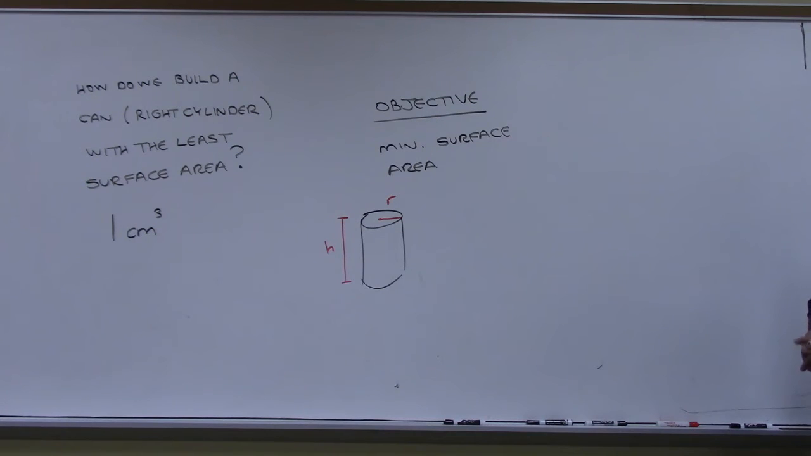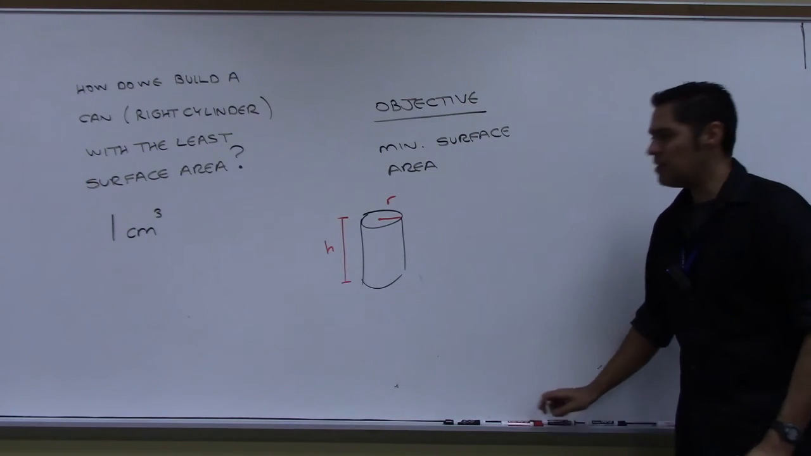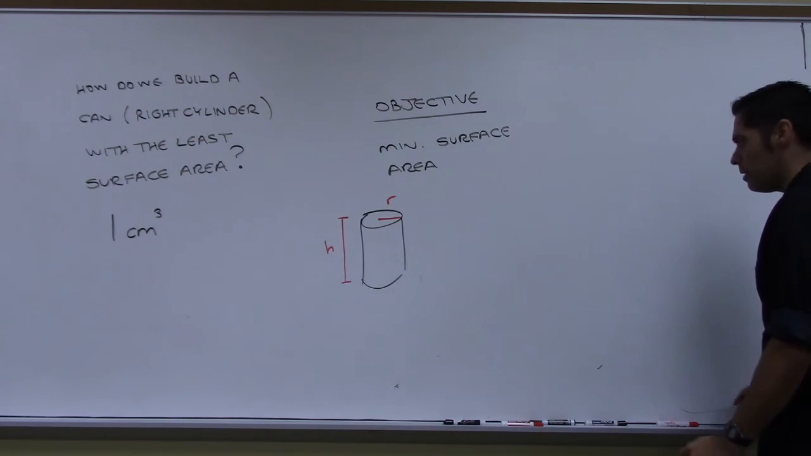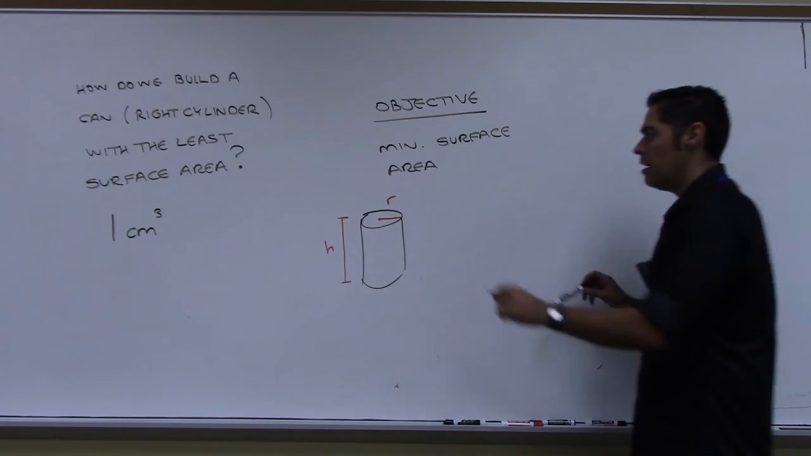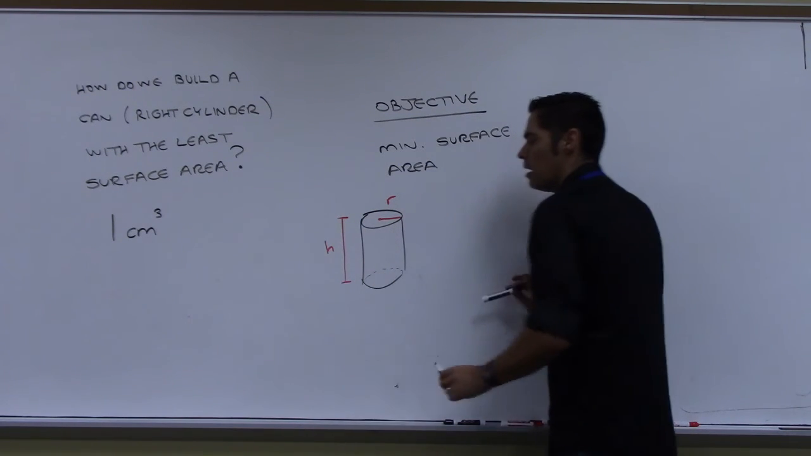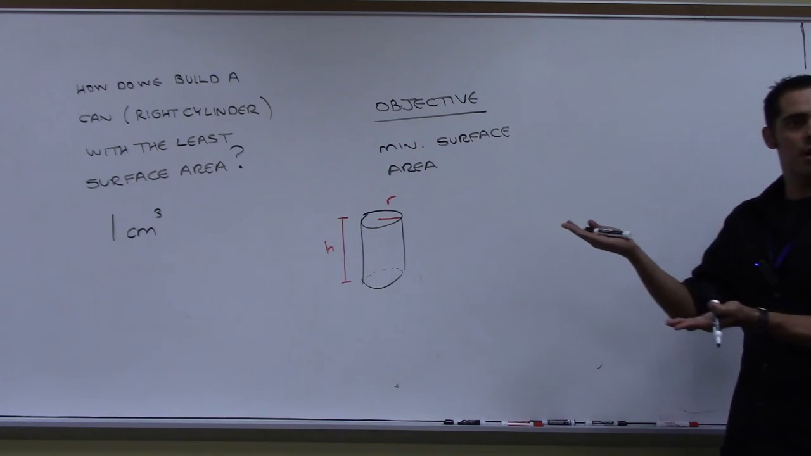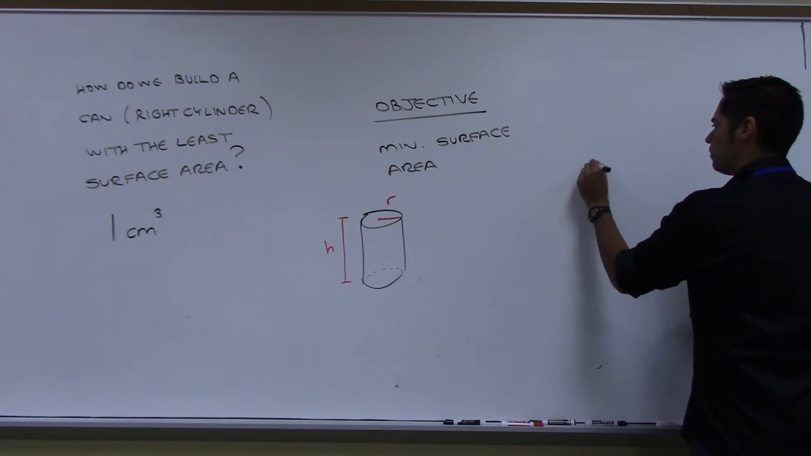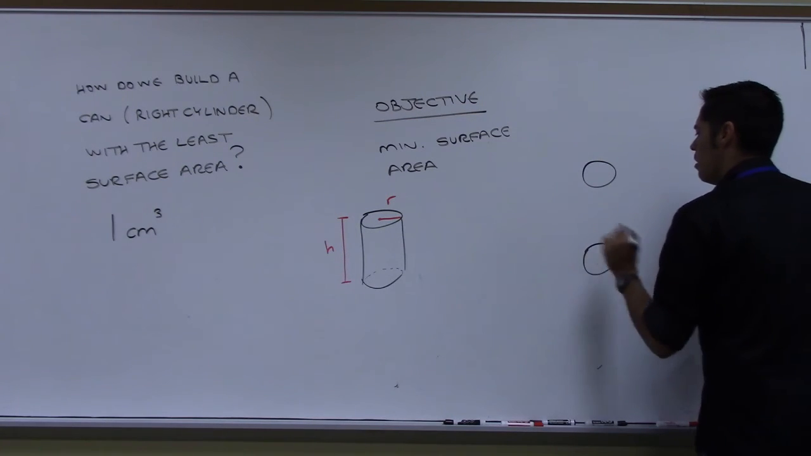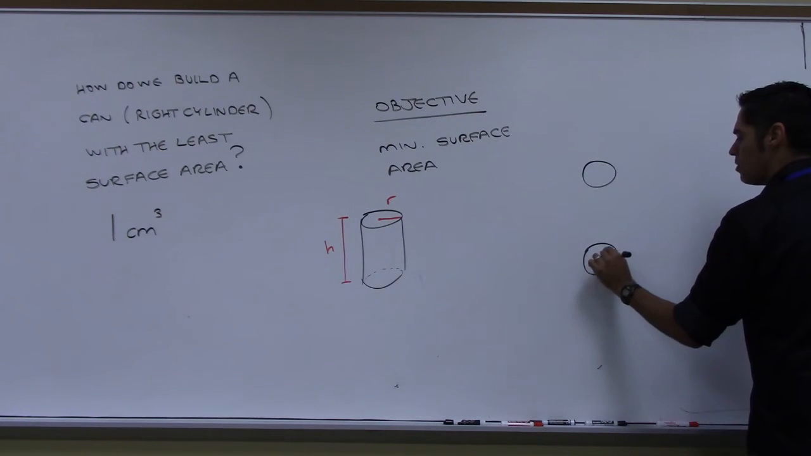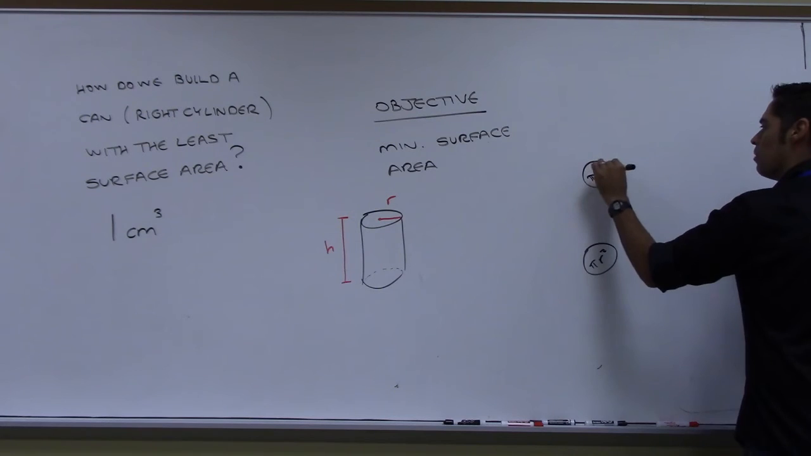If I were to take a hypothetical pair of scissors, and cut around the top edge, cut around the bottom edge, and pop those off, I would have 2 circles, wouldn't I? So let's pop those off. Here they are. Circle 1, circle 2. What are the areas of those circles? Pi r squared, right? Each of these, pi r squared, pi r squared.